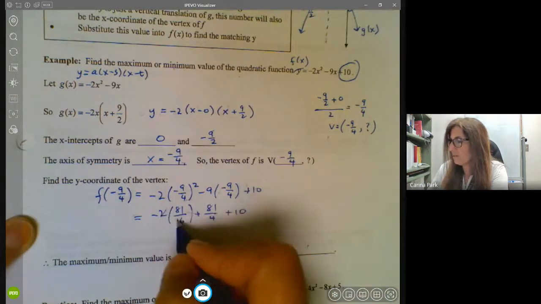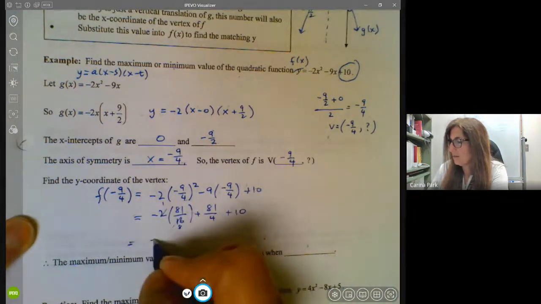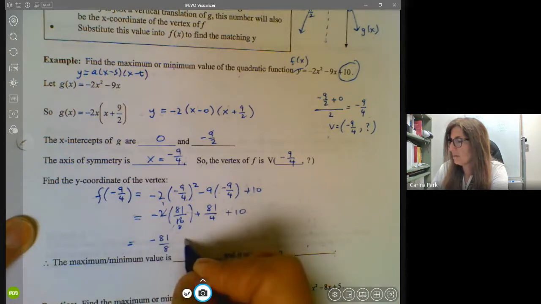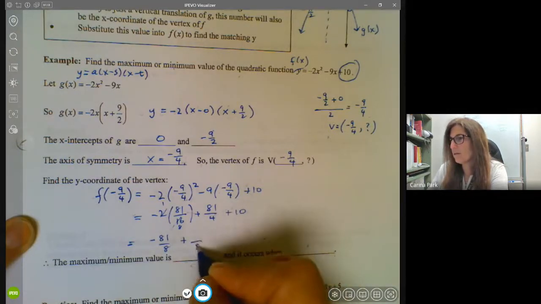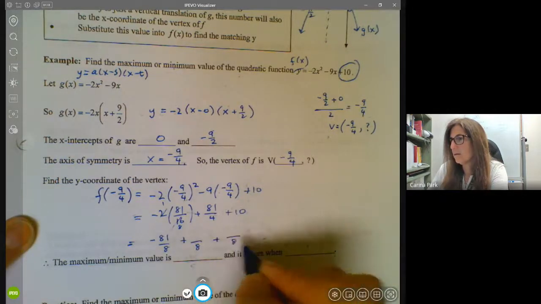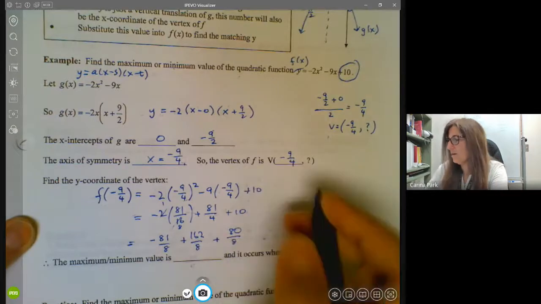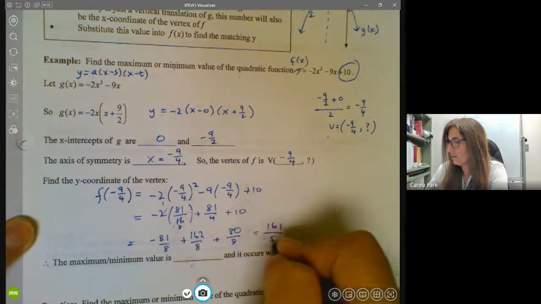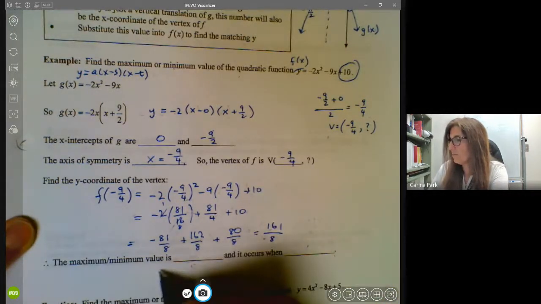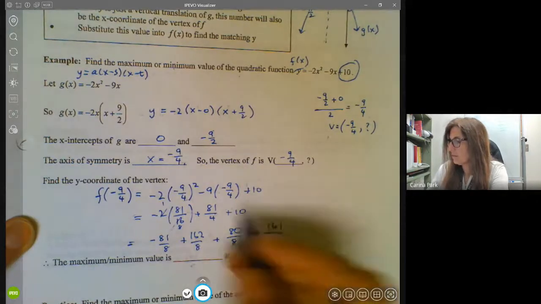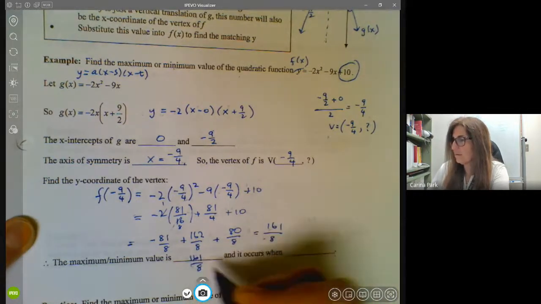I can reduce the 2 and the 16. And I have -81 over 8 plus, let's make them all over 8, 162 over 8 plus 80 over 8. And if you add all of these, you get 161 over 8. So the maximum or minimum value is 161 over 8. All right, let's put it here.